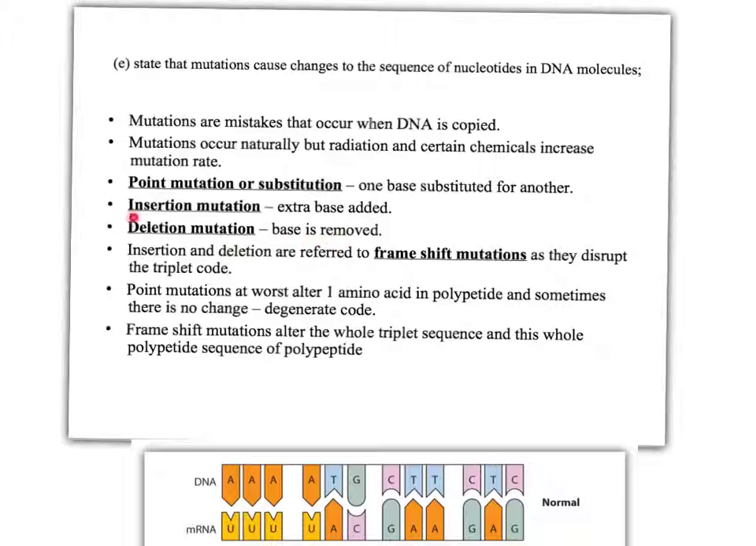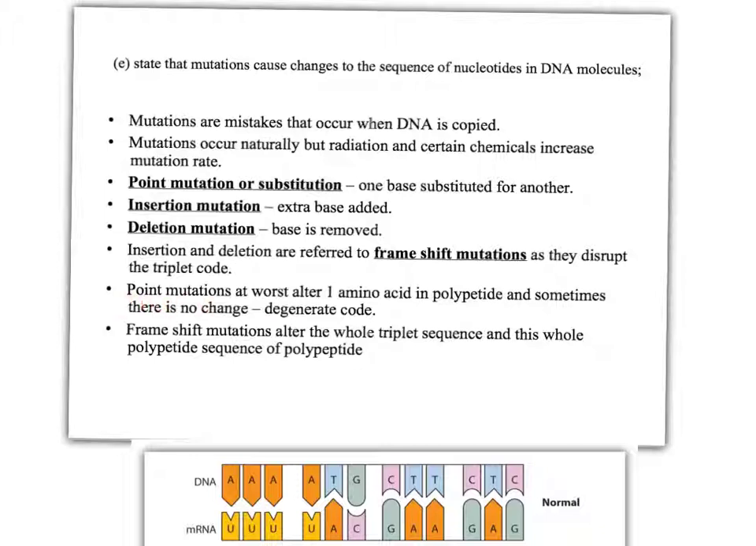Now, insertions and deletions together are sometimes called frame shift mutations because they completely disrupt the triplet code on DNA, and the subsequent messenger RNA, which completely changes the sequence of amino acids, which has a very dramatic effect on the protein structure and therefore probably its function.